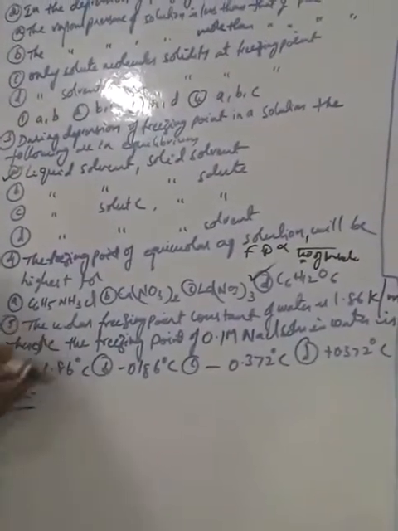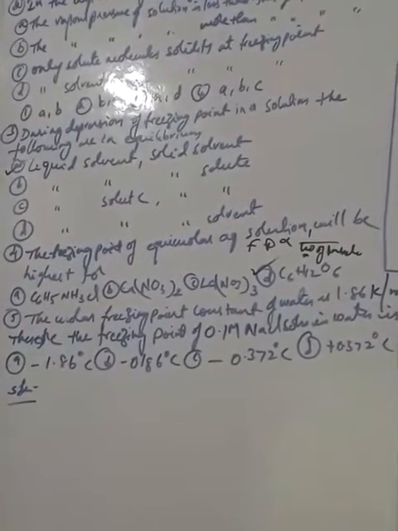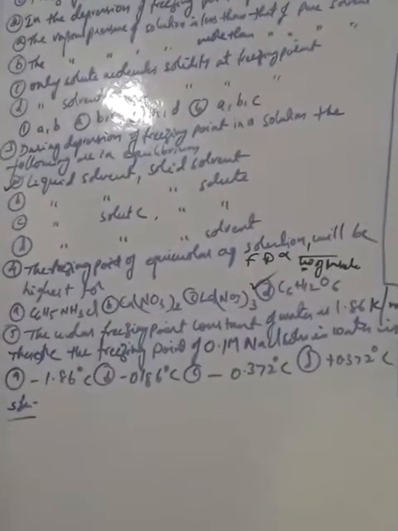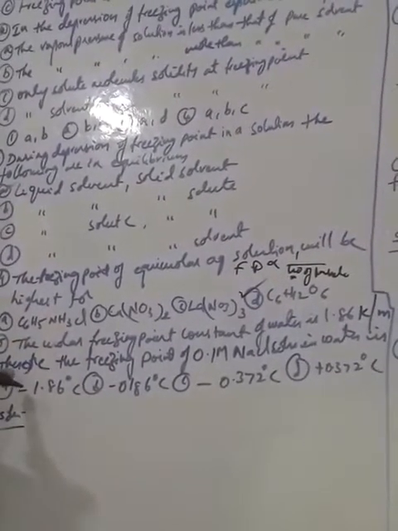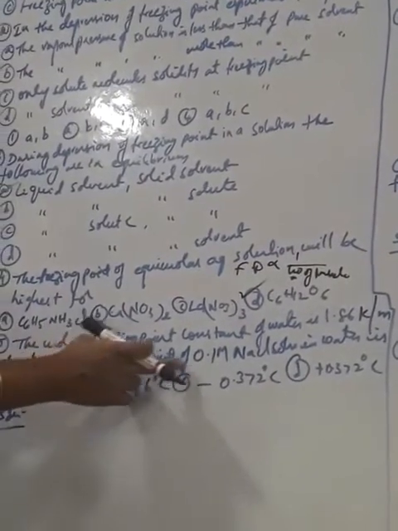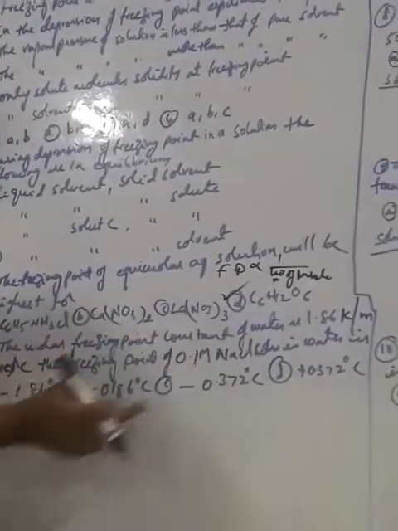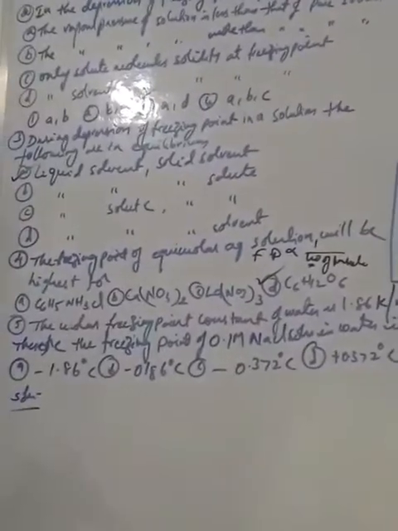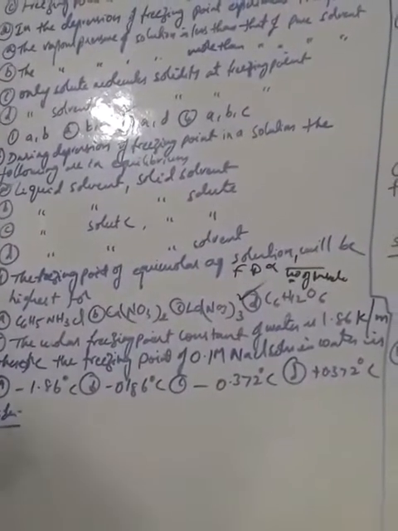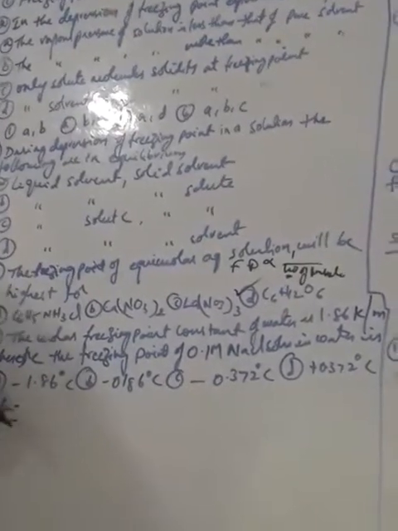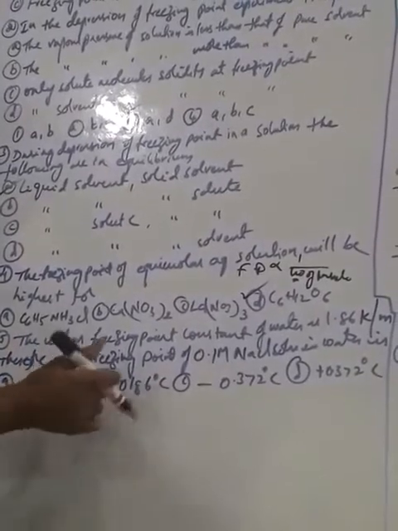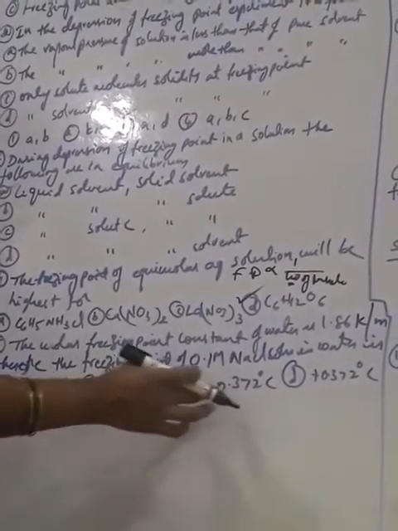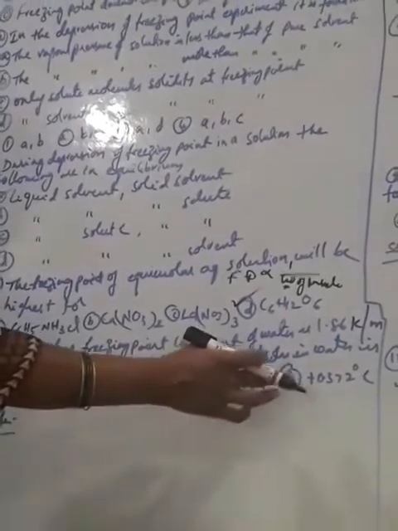Next, the molar freezing constant of water is 1.86 Kelvin kg per mole. Therefore, the freezing point of 0.1 m NaCl solution in water is: different options are there. Minus 1.86 degrees centigrade, minus 0.186 degrees centigrade, minus 0.372 degrees centigrade, and plus 0.372 degrees centigrade.